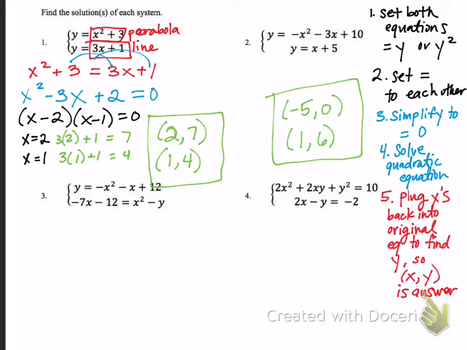So number 3, I have two systems. If I want to set them equal to y equals, the top one is already done for me. I want to change the other one around to be y equals. So I could move the y to the right, move everything else to the left. You end up getting y equals x squared plus 7x plus 12.